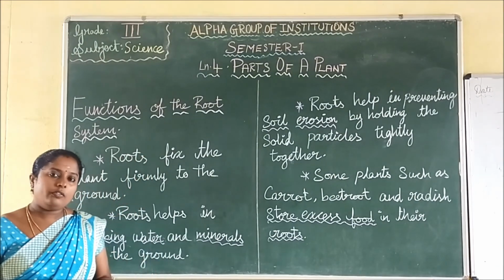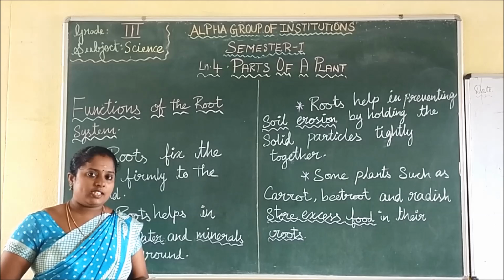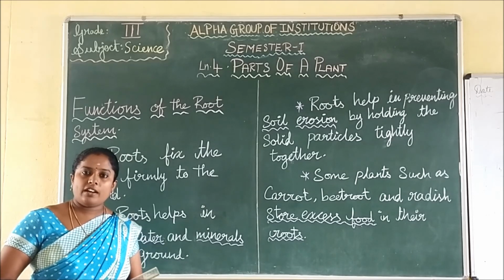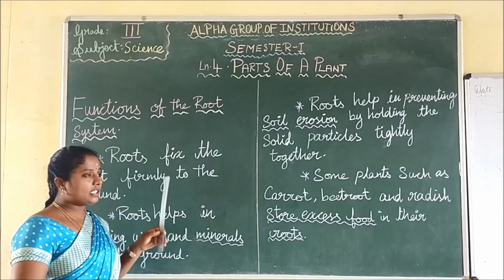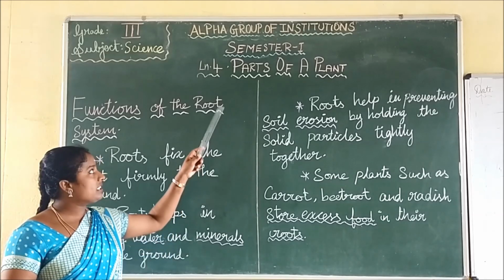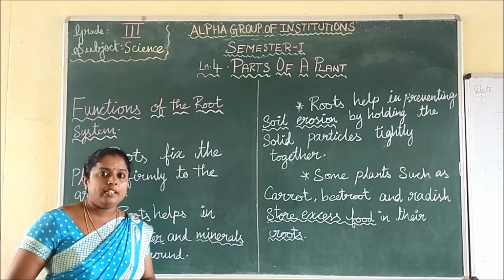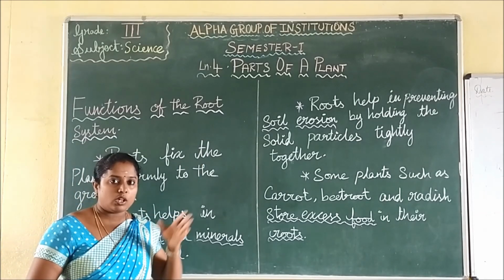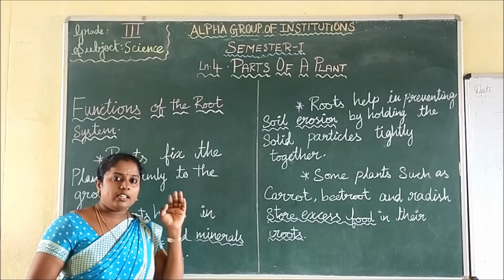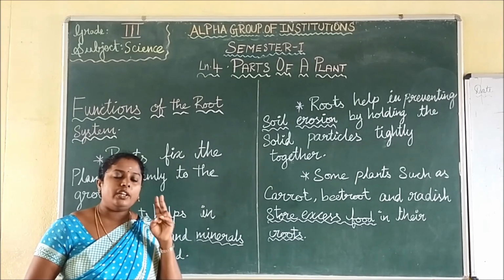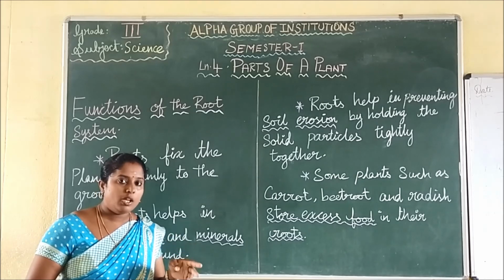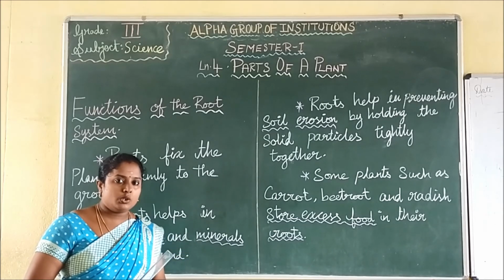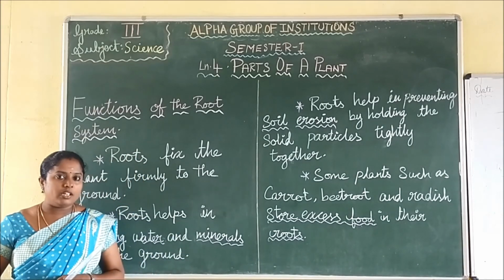Yes children, now we came to the end of our session. So far in this class we have started our new lesson, the fourth lesson, that is parts of a plant. In this, initially we discussed what the parts of the plant are, and the parts of the plant are divided into two systems, root system and shoot system. The root system covers below the ground.